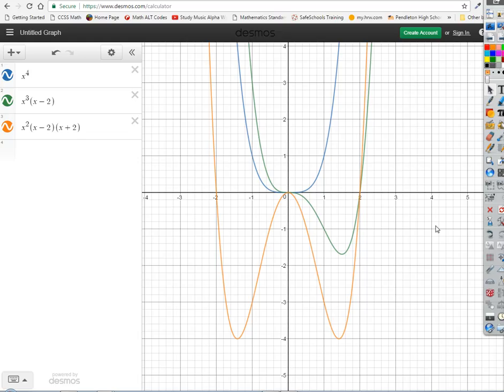How many distinct factors? 3. What are the x-intercepts? -2, 0, and 0. Tangent to or crossing? Both. Where is it tangent? 0. It's tangent at 0 again, and it crosses at x equals -2 and x equals +2, right? Everybody agree? How many turning points? 3. Good.